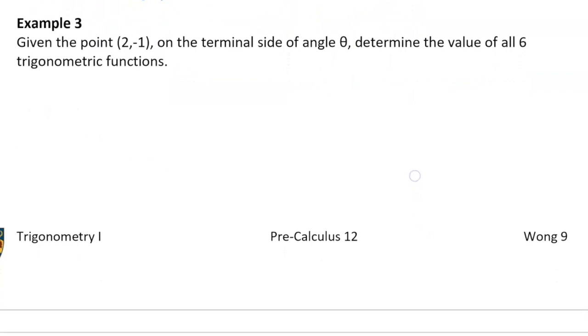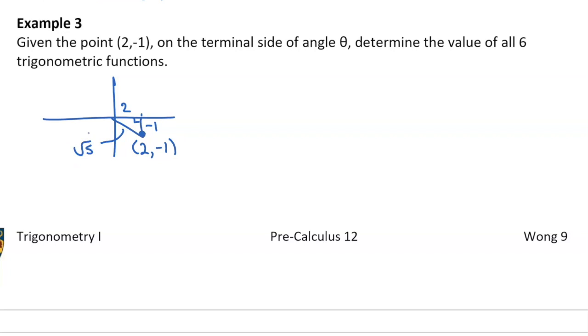Okay, so given the point 2, negative 1 is on the terminal side of angle theta, determine the value of all 6 trig functions. Okay, so this is a good review to see if we understand how each of these reciprocals work. So given that, we could say, okay, 2, negative 1, so we can just estimate where that's going to be. And so that means that we know that this is going to be a distance of 2, this is going to be a distance of negative 1, and if you did Pythagoras right there, you would end up with something where that's going to be the square root of 5.